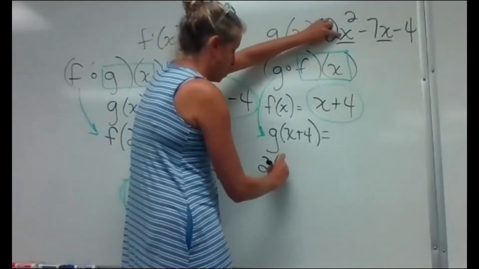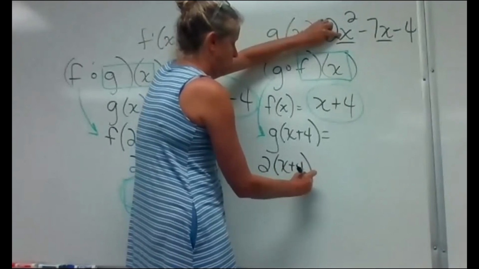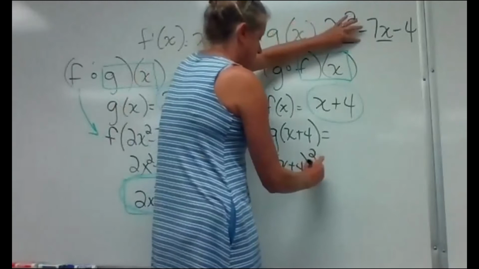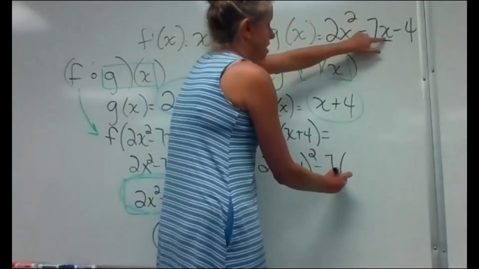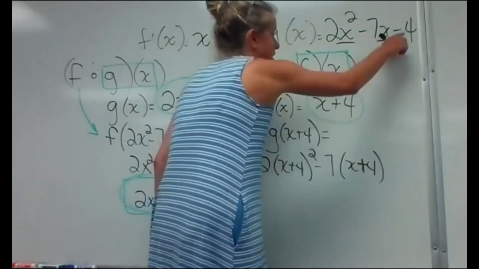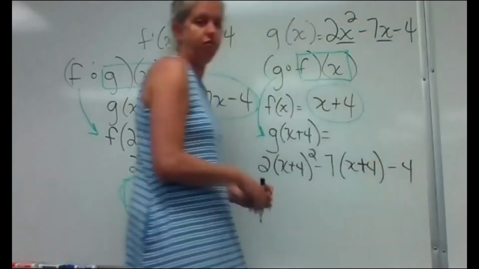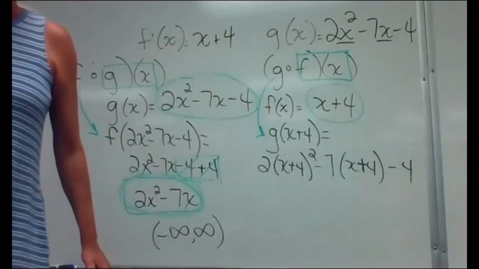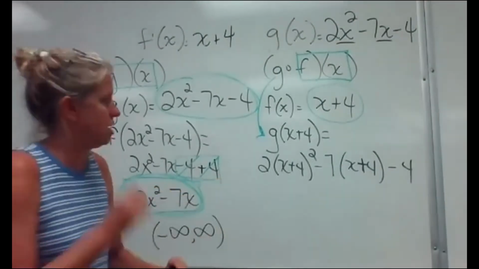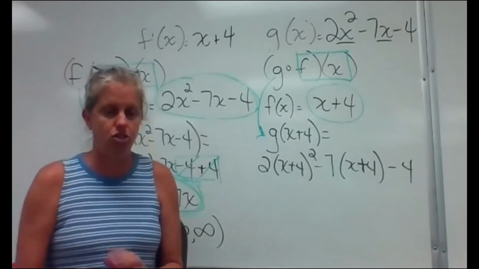Instead of x, I need to write it as x plus 4 squared minus 7. Instead of x, I write x plus 4 and then bring down the minus 4. Now, you've got to follow the order of operations, which means I got to take care of this exponent first.